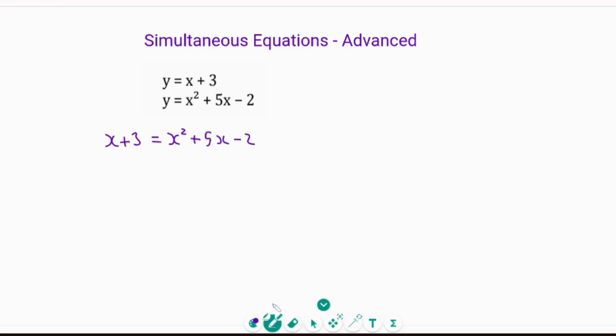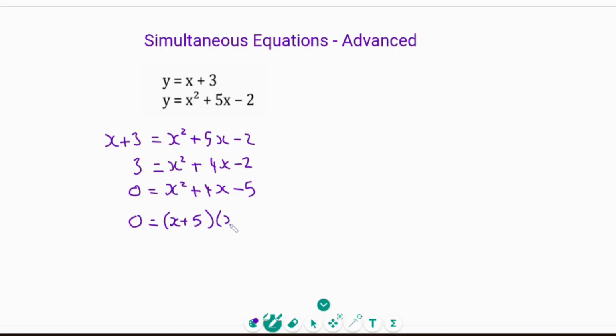And because we have a quadratic equation here, because we've got an x squared, to solve a quadratic equation it needs to be equal to 0. So I'm going to take x off both sides. And now I'm going to take 3 off both sides. Need to factorise. Times to get minus 5, add to get 4. Now I need to solve.